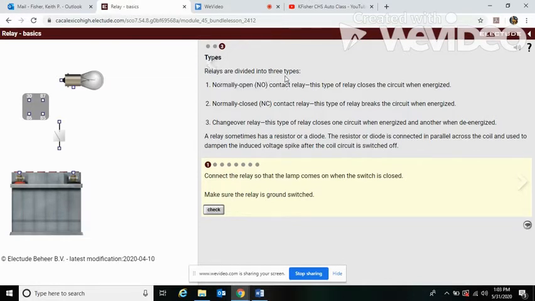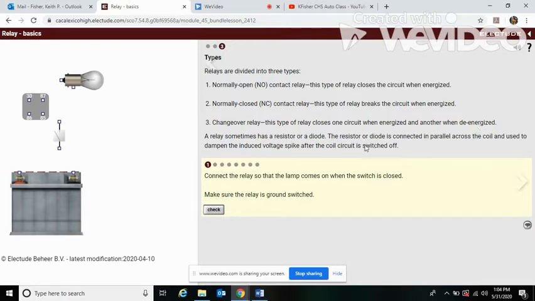Relays are divided into three types. Normally open, NO, contact relay: this type of relay closes the circuit when energized. This is a normally closed contact relay: this type of relay breaks the circuit when energized. And changeover relay: this type of relay closes one circuit when energized and another when de-energized.